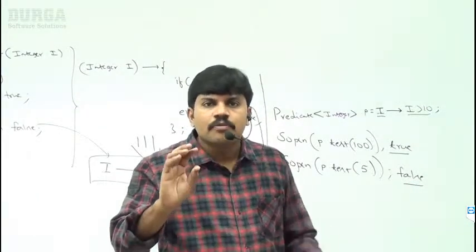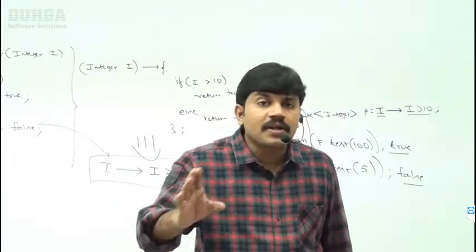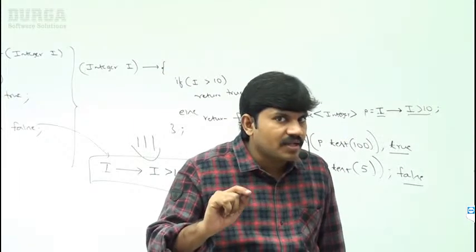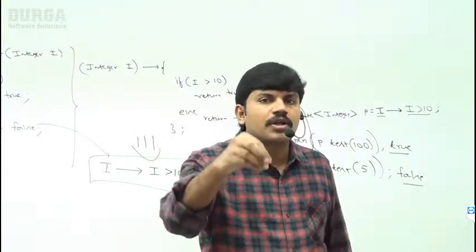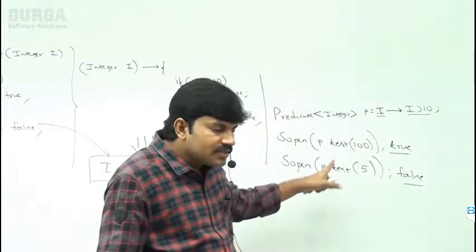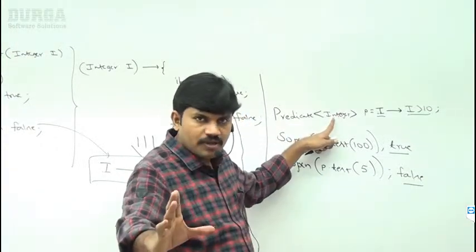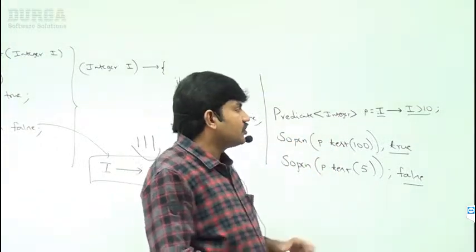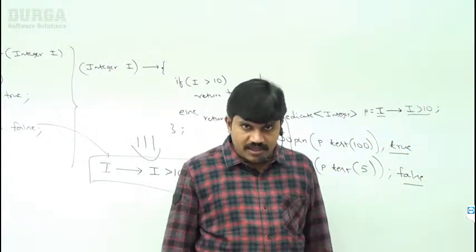Sir, what is a predicate? Predicate is a boolean valued function, and which method does the predicate contain, sir? Can you spell out? Test method. The test method can take one input argument and it will perform some conditional check. In our example, the test method can take integer type as the argument, and the condition it is going to check is whether that number is greater than 10 or not. Is it clear for all of you?